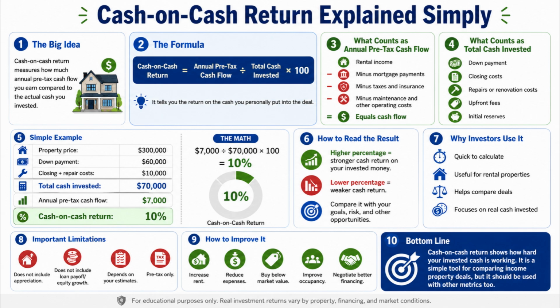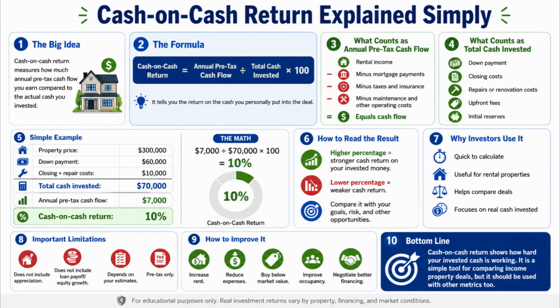The formula is simple. Cash-on-cash return equals annual pre-tax cash flow divided by total cash invested, multiplied by 100. Annual pre-tax cash flow means the money left over from the rental property before income tax, after paying the main property expenses. For example, you start with rental income. Then you subtract mortgage payments, taxes, insurance, maintenance, and other operating costs. Whatever remains is your annual pre-tax cash flow. This is the cash the property produces before tax.